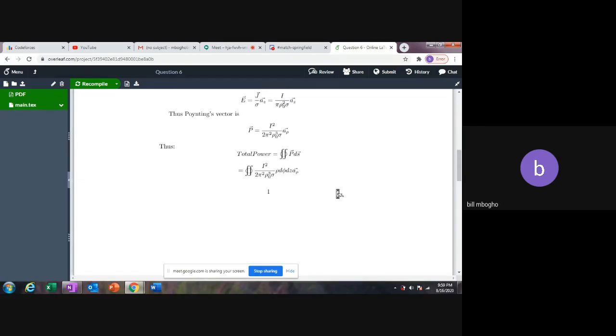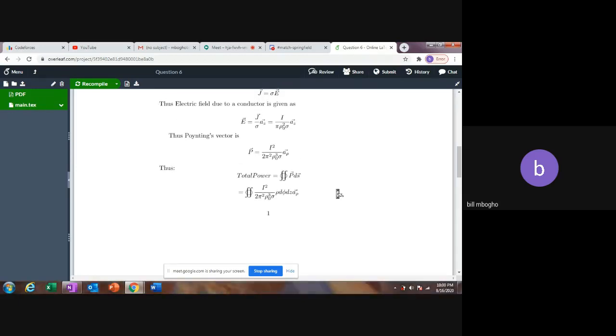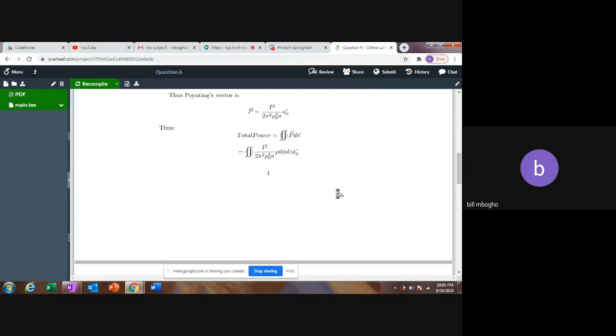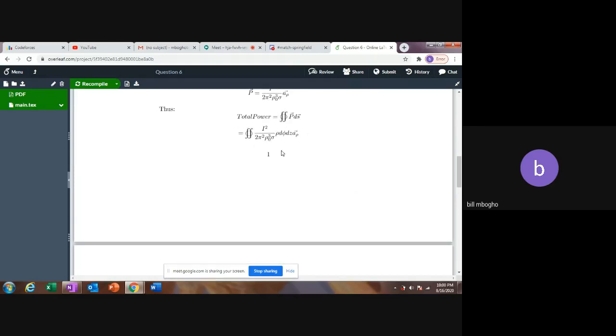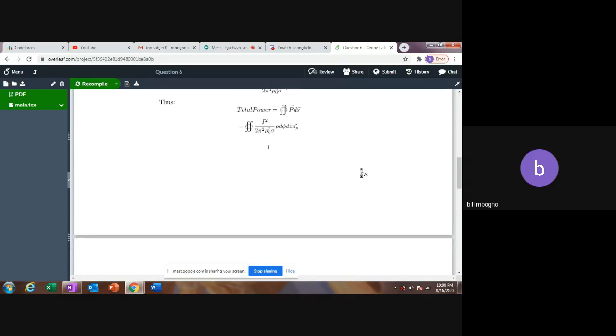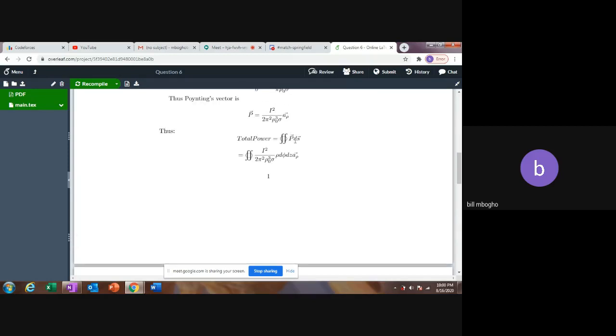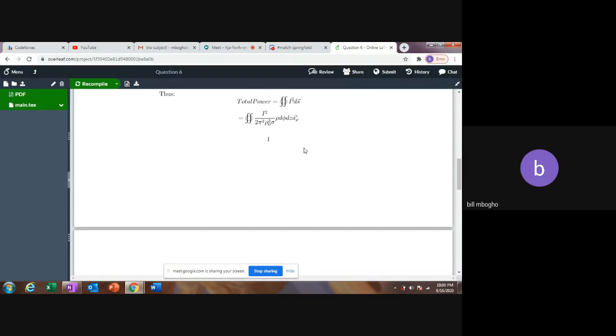Maybe there's something I can add. Oh, don't mind about these symbols. You're just meant to do the surface integral. The Poynting vector is given for a small area, and now you want it for the whole 1 meter. So that's why we're doing the surface integral. And then it looks something like that.